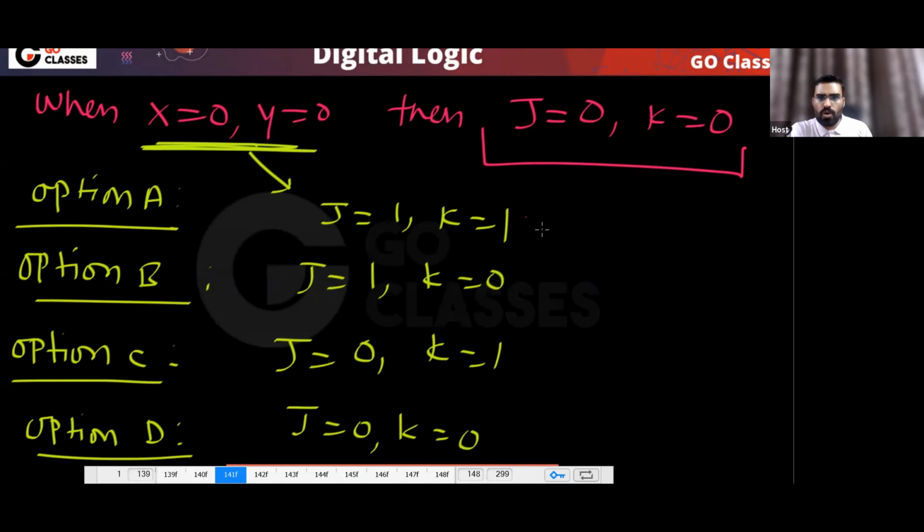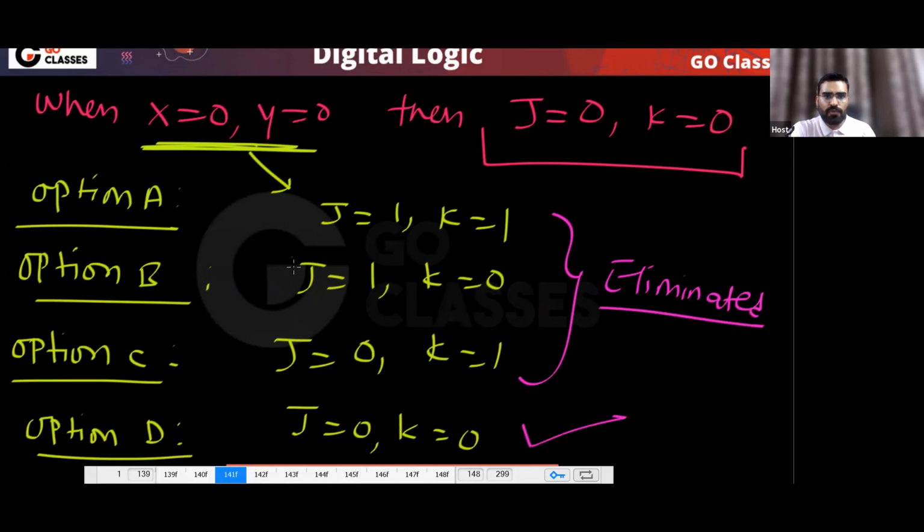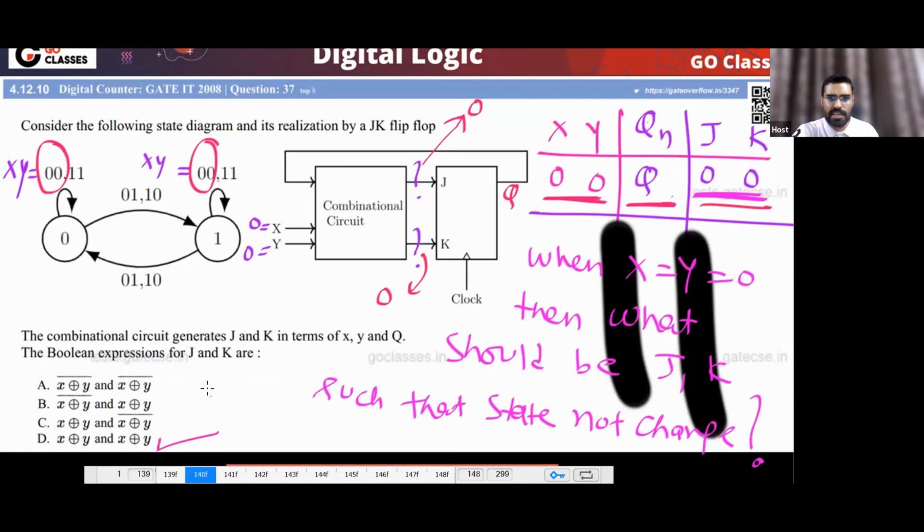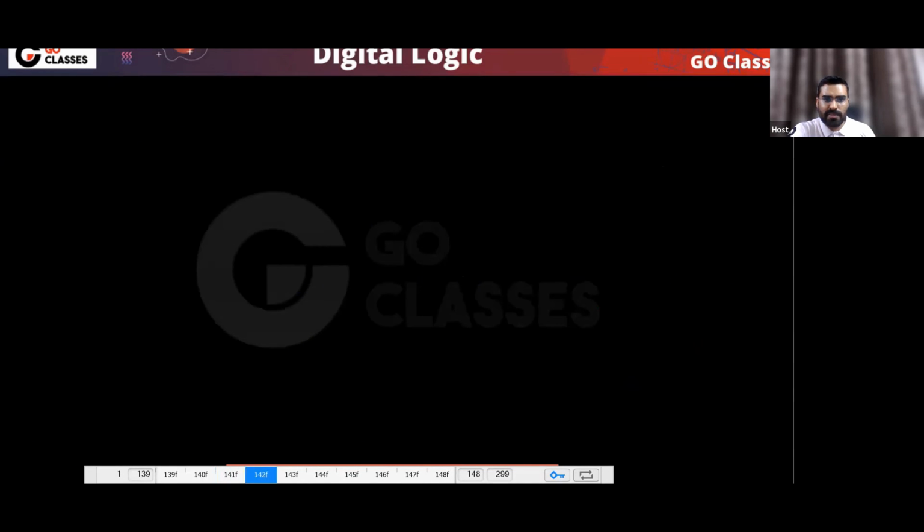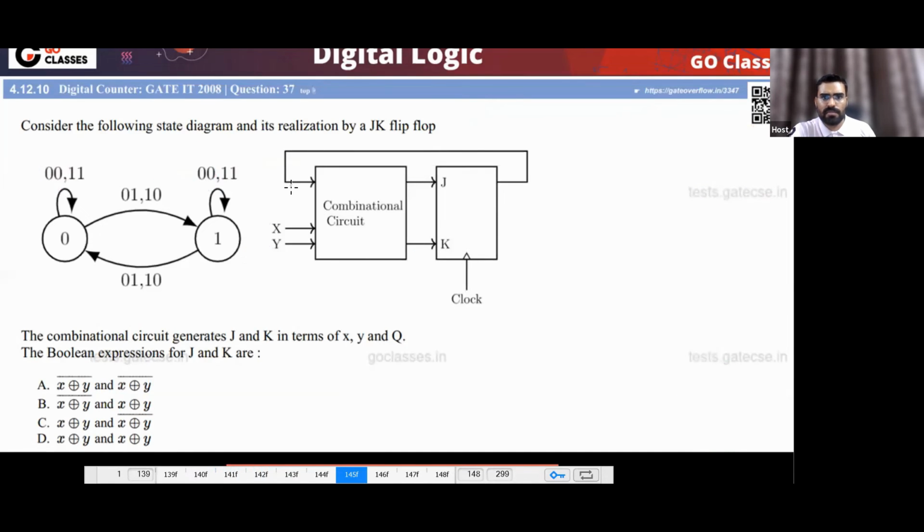So these options are eliminated. Finally, if all these other options are eliminated, then option D has to be the correct answer. Okay, so this is another method. Is this method clear? Another method is just compare this xy with jk.